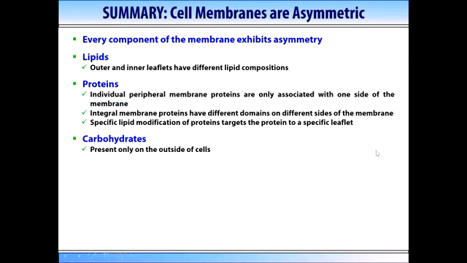Okay, this is just a summary for this part. Every component of the membrane exhibits asymmetry. This is a cumulative take-home message from many slides in this part of the lecture. In other words, the membranes of different organisms are different. The membranes inside different cells of the same organism are also different. The membranes inside the same cell are different. And even the leaflets of the same membrane have different compositions of lipids.